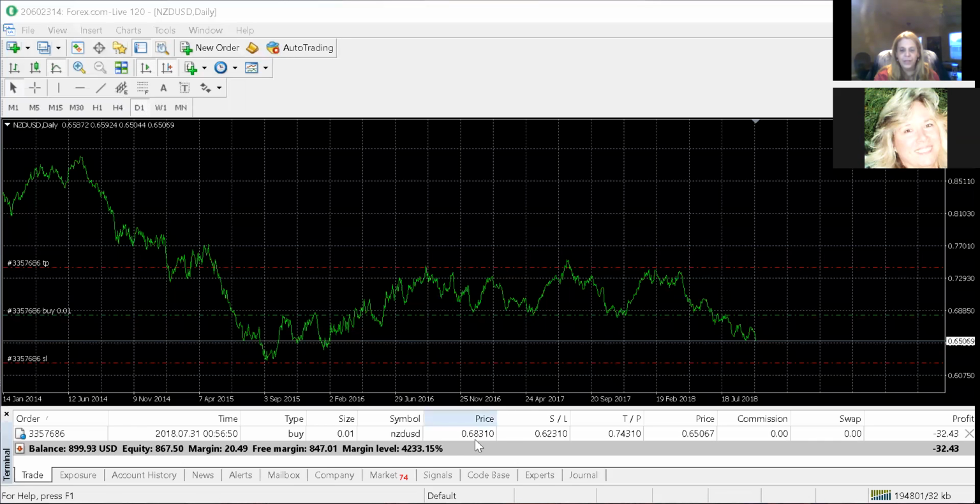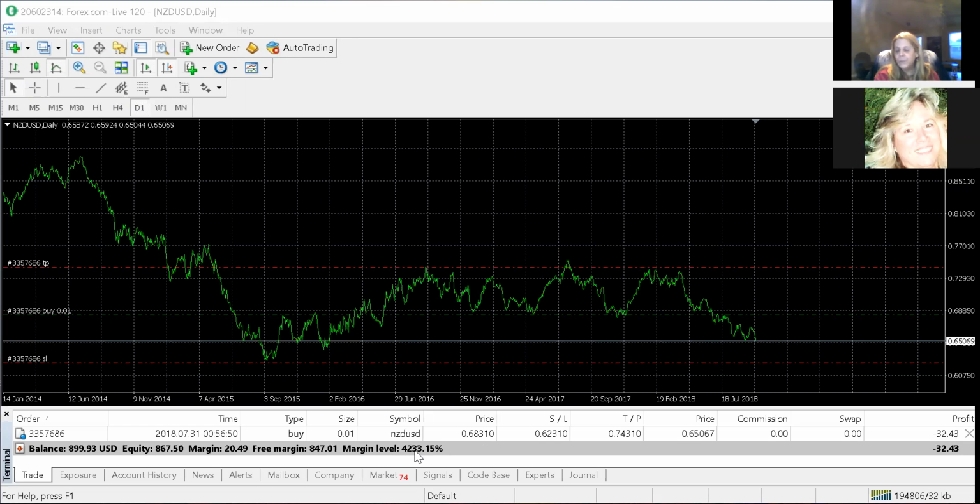Because of this, the amount of the margin is so high. Here, let me show you what I'm talking about. The margin level is so high. It's at 4233.15%. I'd like to keep my margin level 500 or above.